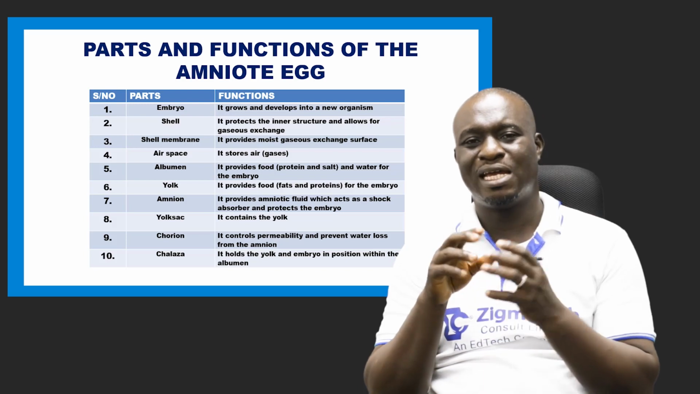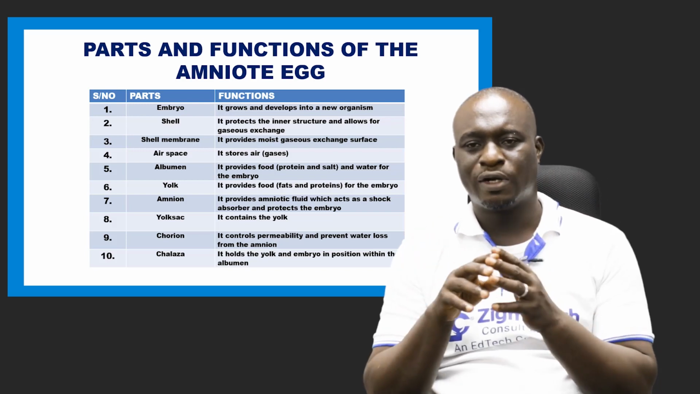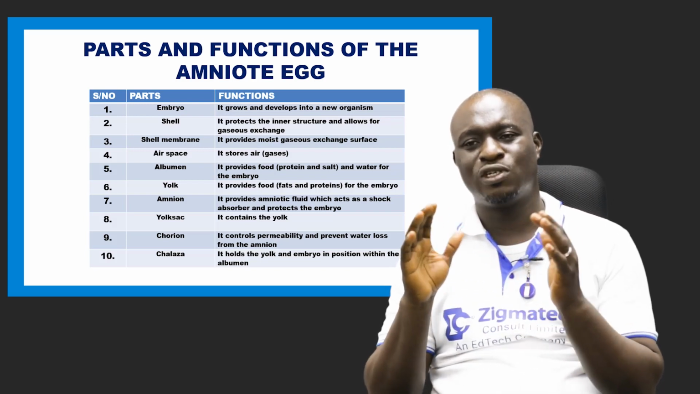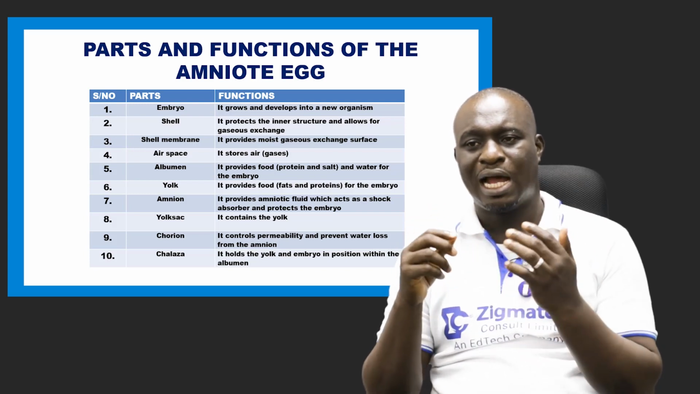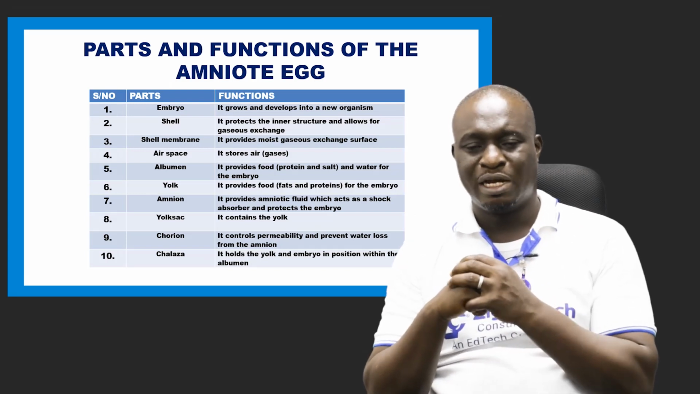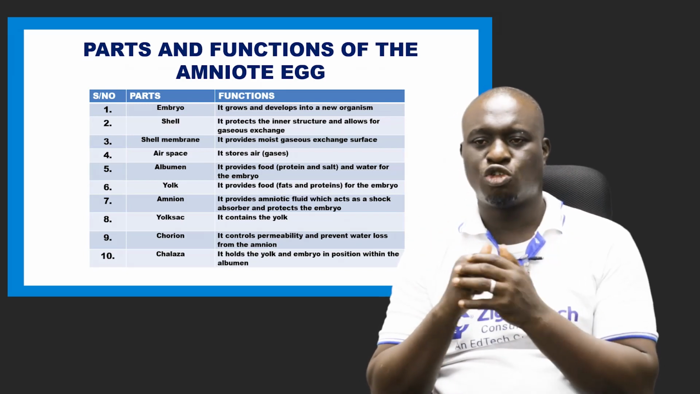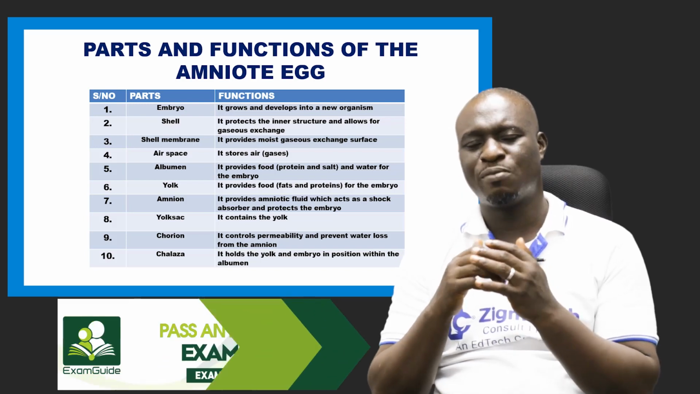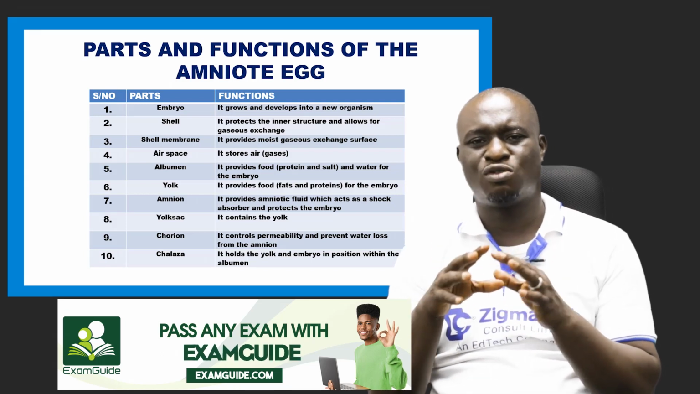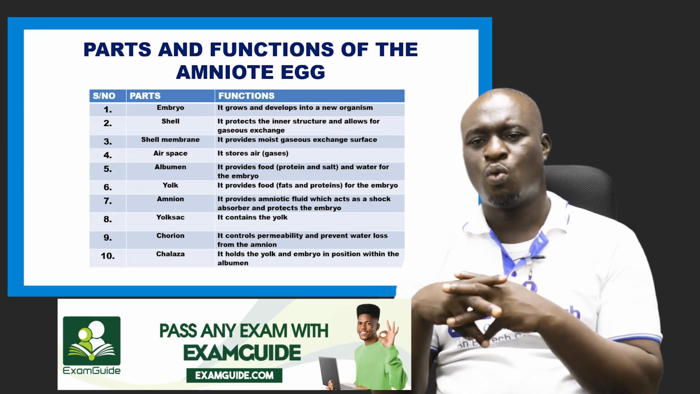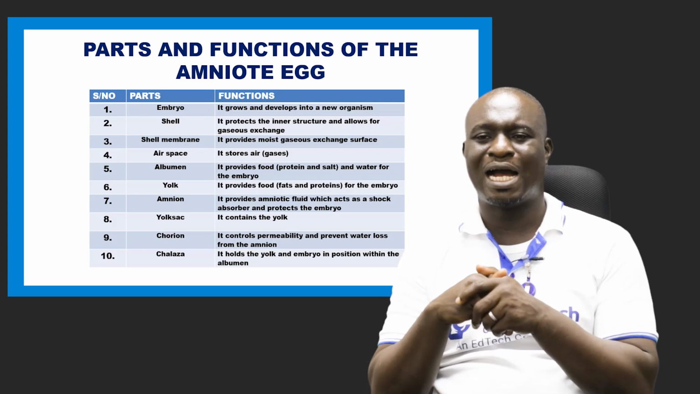And then also we have in the egg the airspace, and airspace is where gases are actually stored. And then we also have the albumen, which I told you is the white part. The albumen provides food such as protein and salt, and also water for the embryo. Then we also have the yolk part, cytoplasm. The yolk also provides food for the embryo, but the food it provides is mainly fats and proteins. Then we also have other parts that are found inside of the yolk. We have the amnion, we have the chorion. Now, the amnion produces what we call the amniotic fluid.